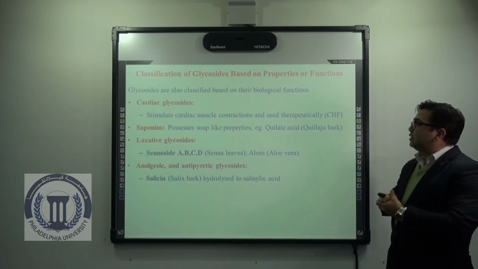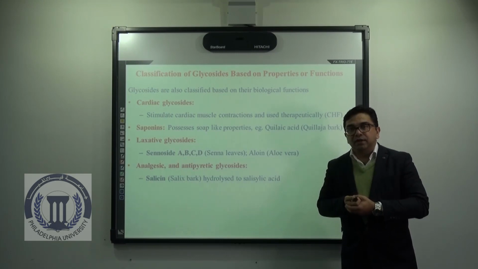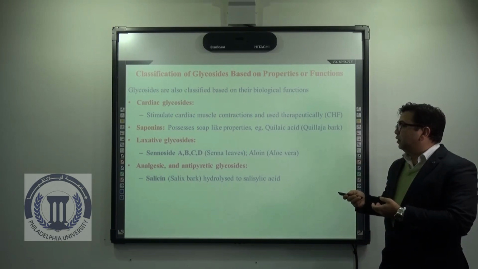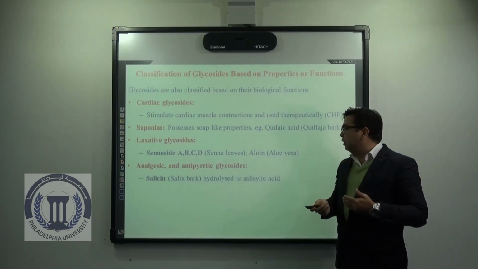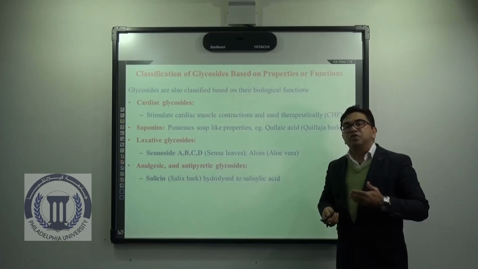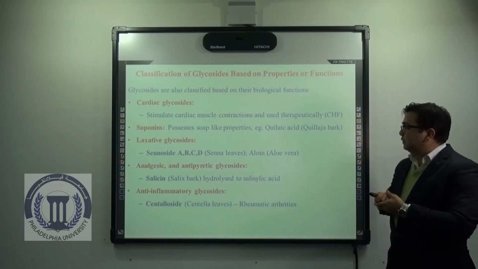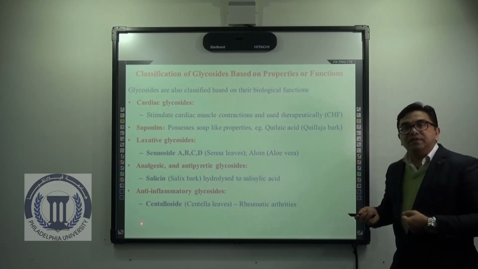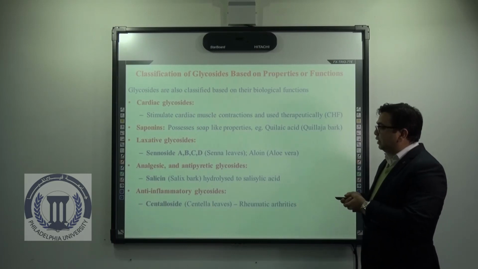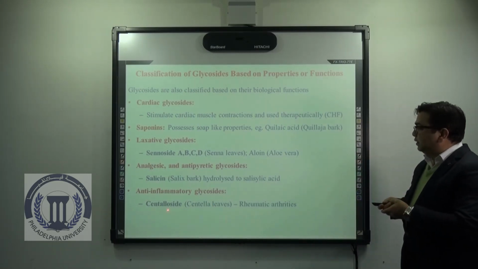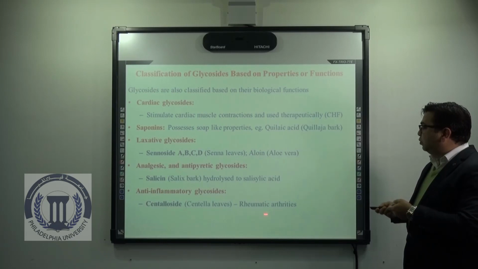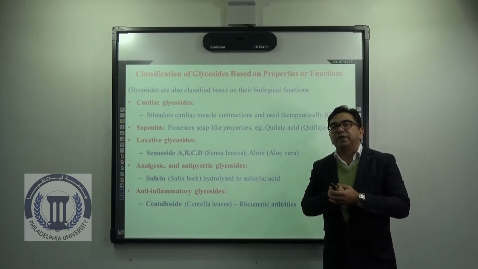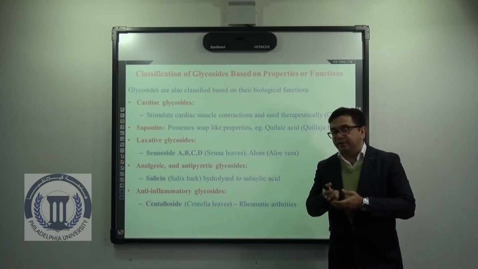And another class is analgesic and antipyretic glycoside. One of the most important examples is salicin, which is obtained from salix, which after consumption inside the body is converted into salicylic acid, which shows an antipyretic effect. And the next one is anti-inflammatory glycoside. One example is centelloside, which is available from centella leaves, and it is mainly used for the treatment of rheumatoid arthritis. And so on, we can classify different glycosides based on their pharmacological properties.